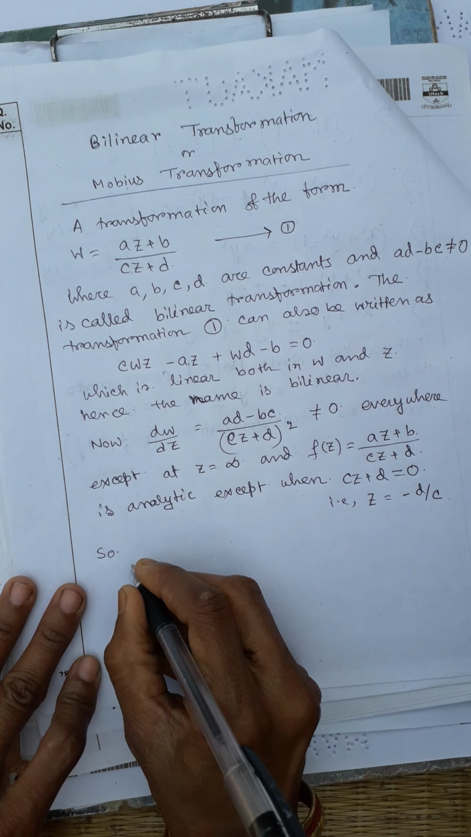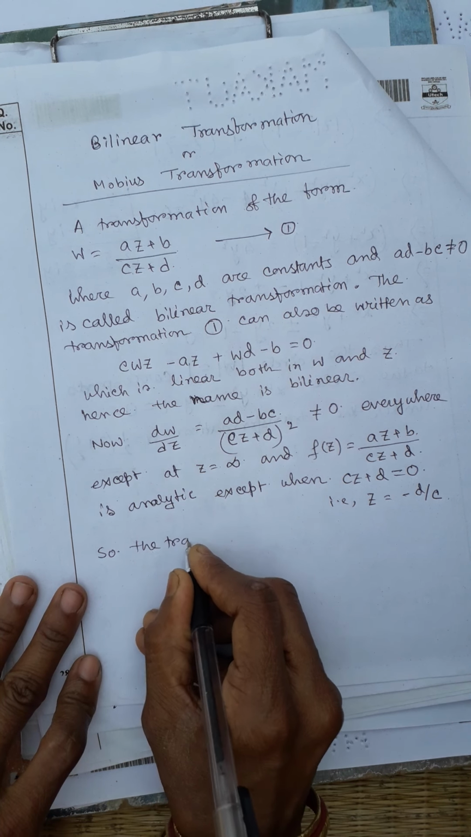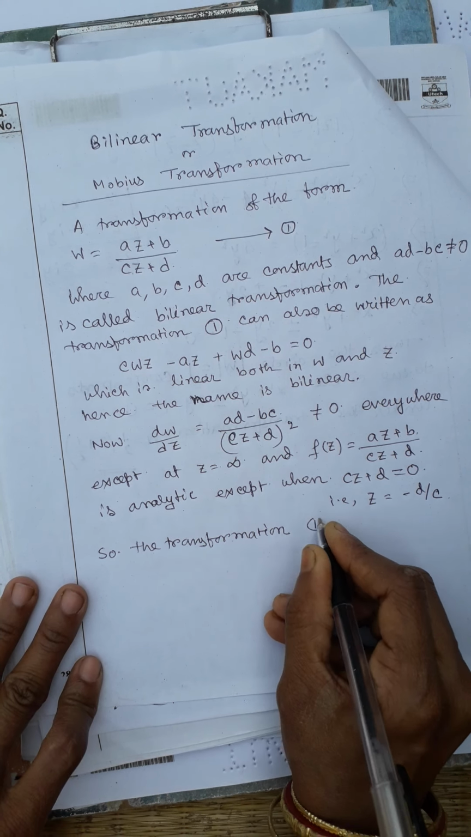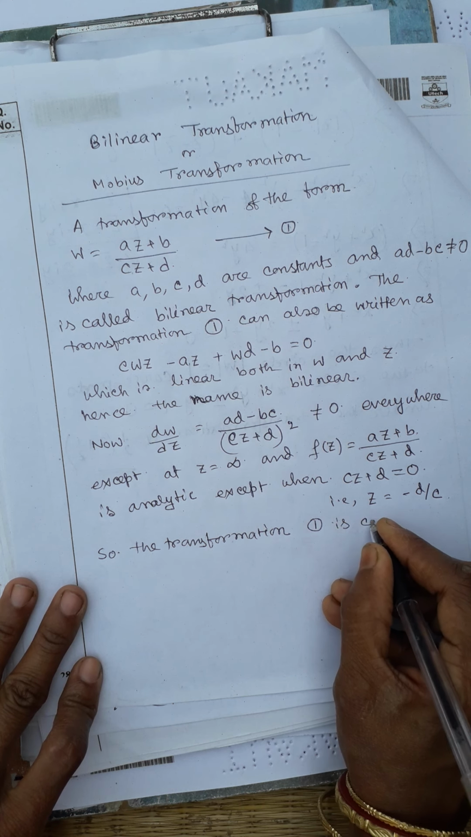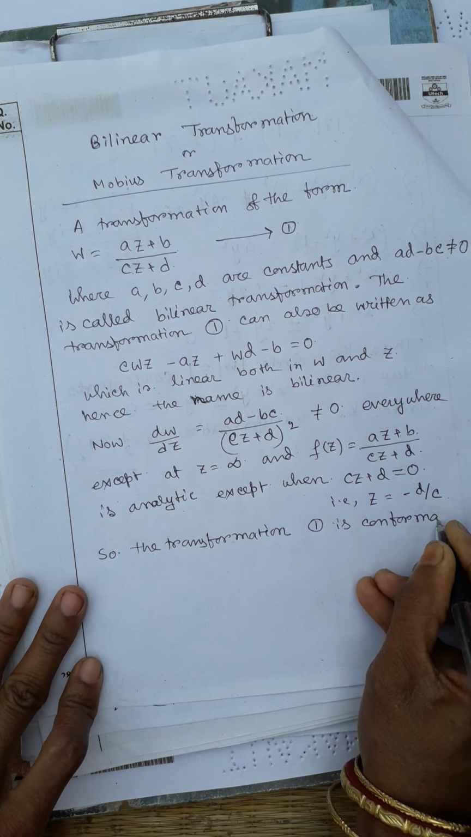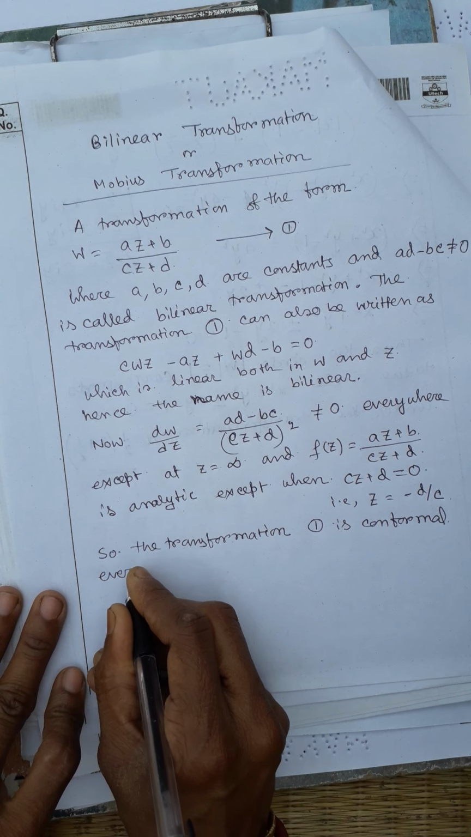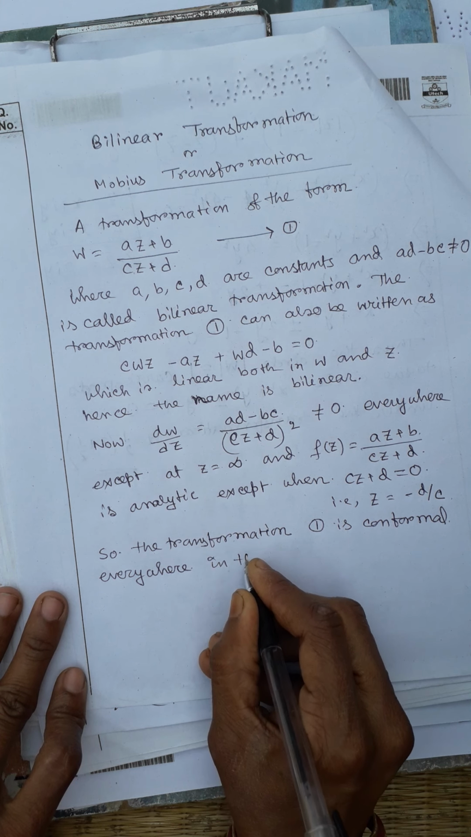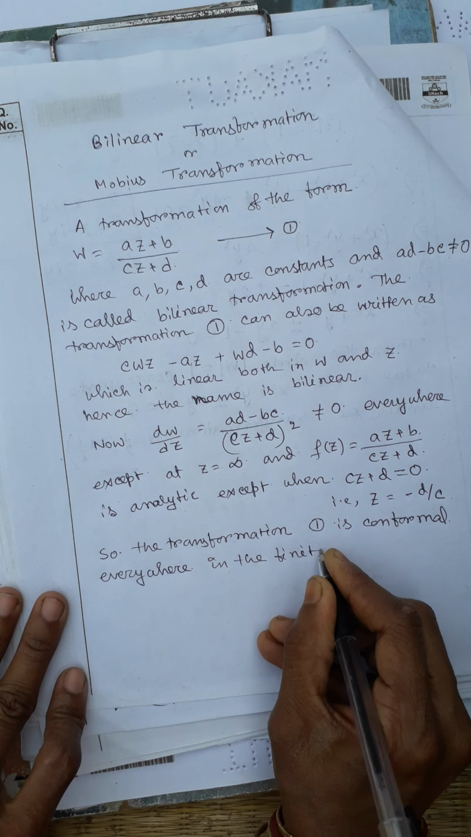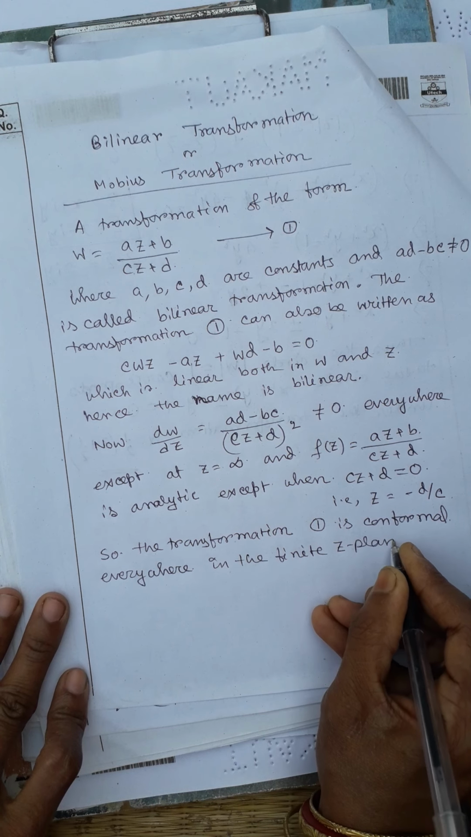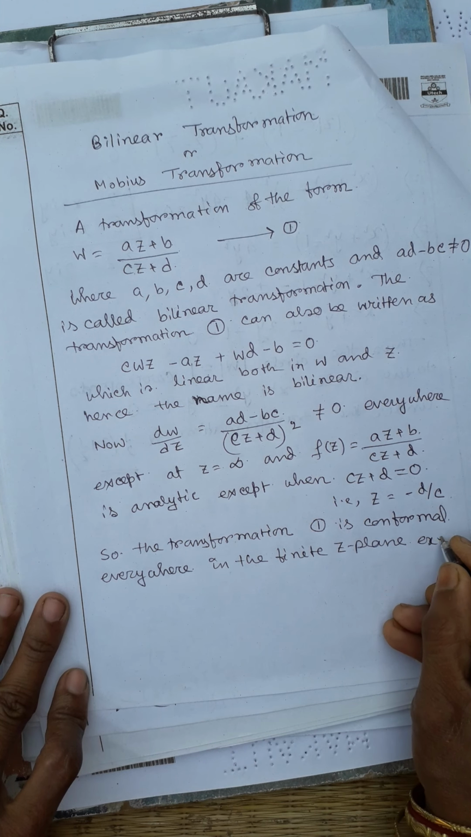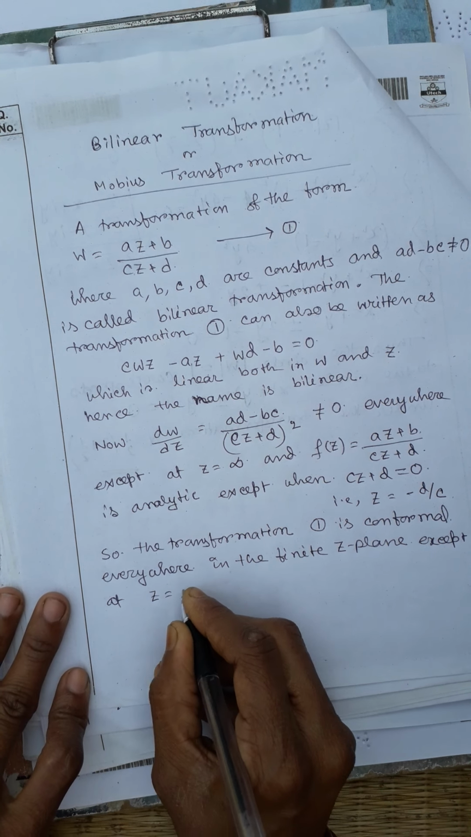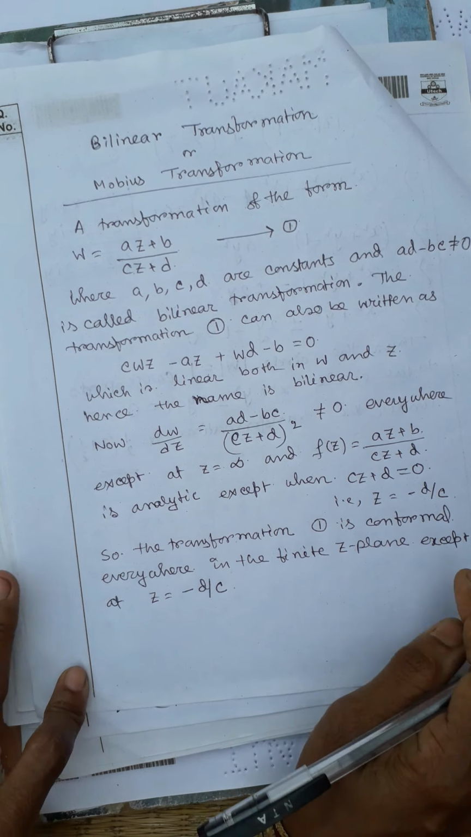So the transformation (1) is conformal everywhere in the finite Z plane except at Z equals minus D by C.